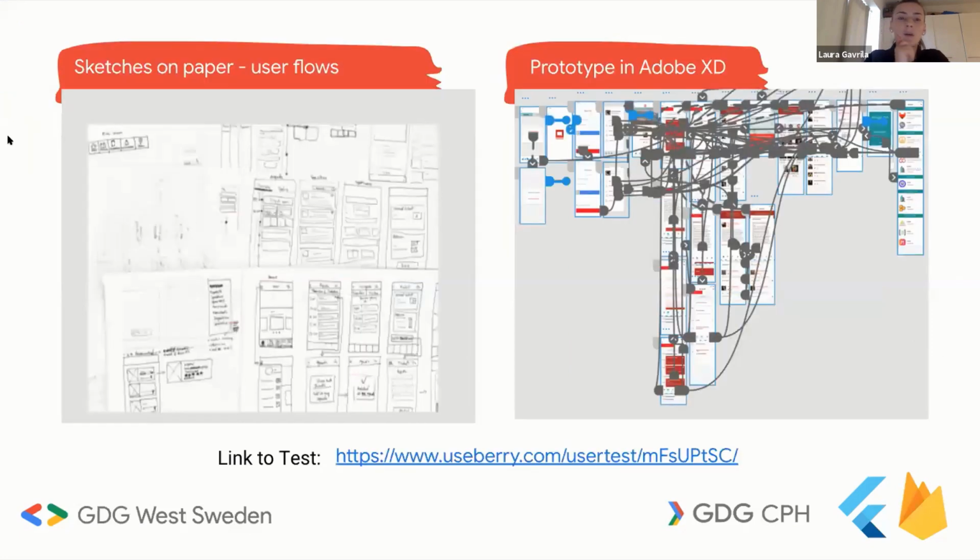From the ideation point, the ideas from there, I started to implement them into sketches on paper to see how my app will look. I created the user flows as well, because we want to know exactly what flow, what route our user will take when they use our app. And on the right side, I continued with the prototype.